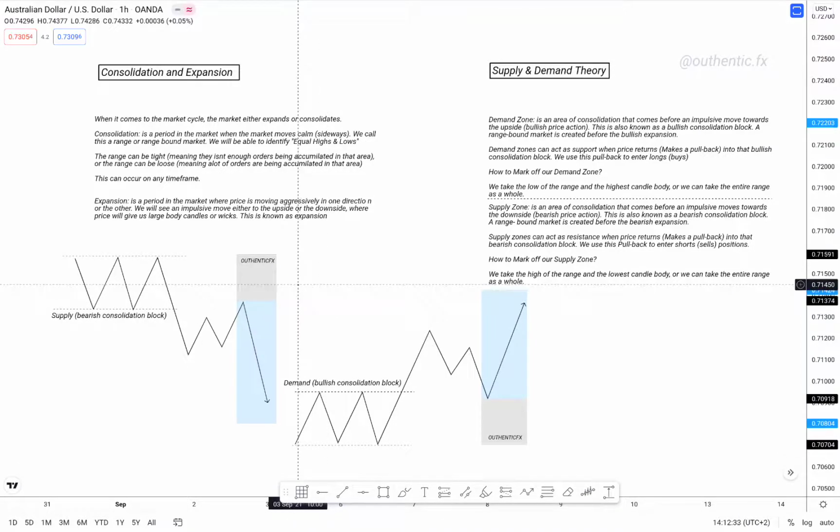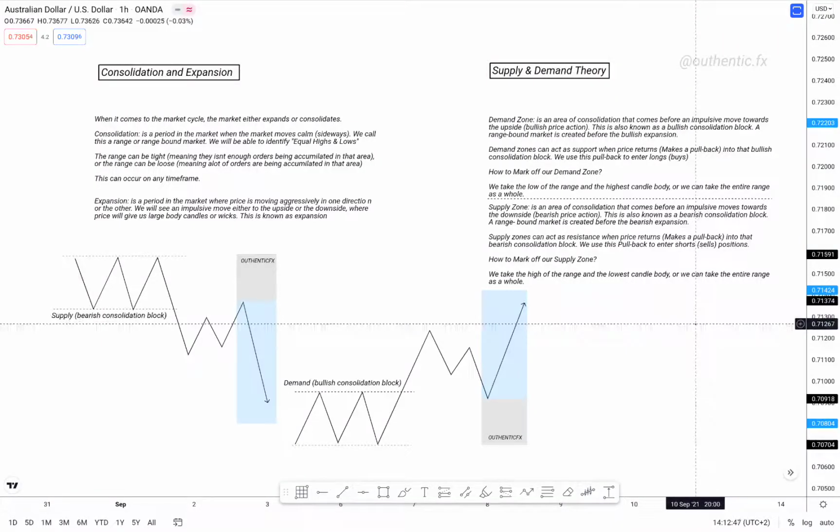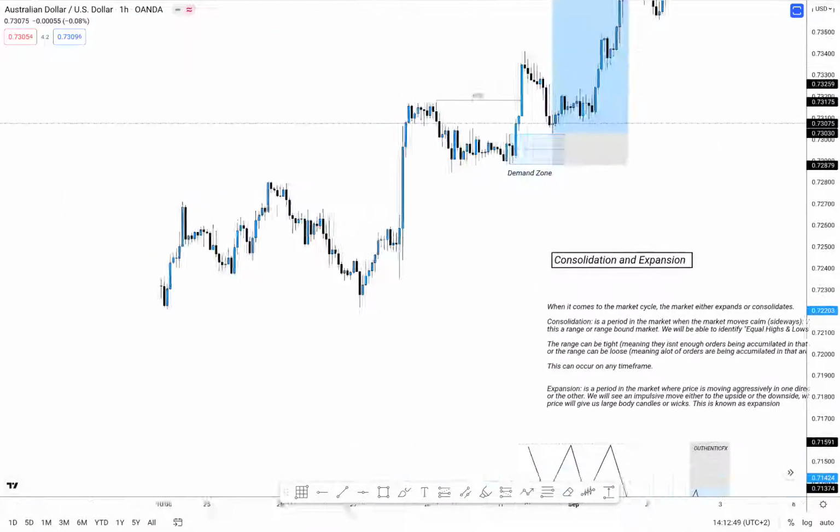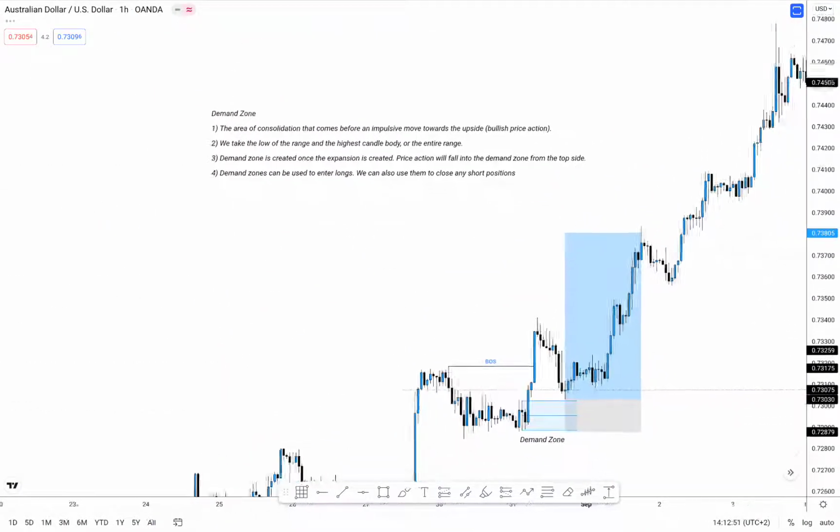So the way we mark off our supply zone is basically similar to the demand zone. We take the high of the range, which is here, and then the lowest candle body of that range, or we can take the entire range as a whole. Okay, cool. Let me show you an example on the chart of a demand zone, guys.